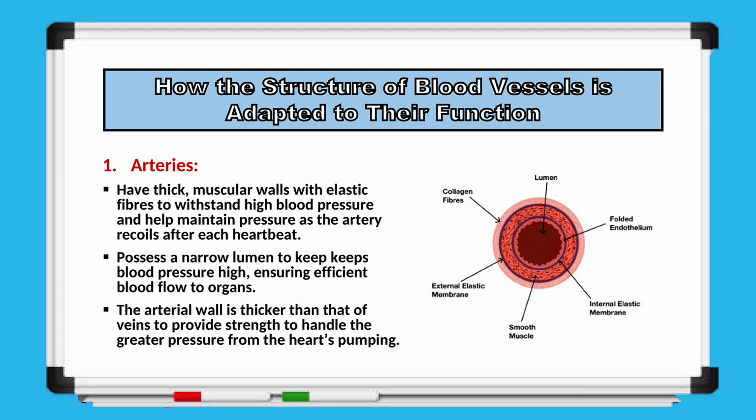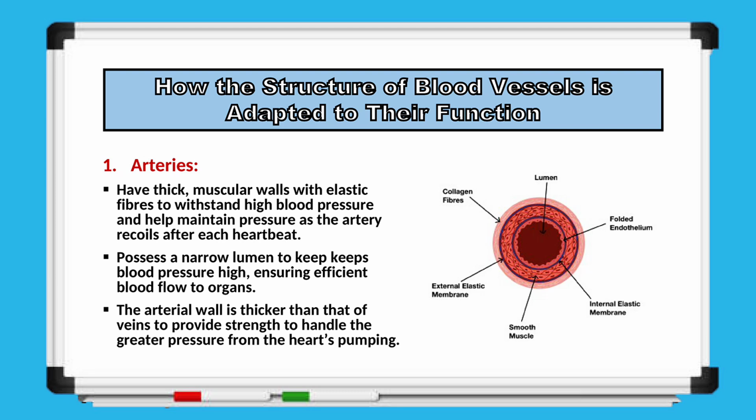Arteries have thick, muscular walls with elastic fibers, which allow them to withstand the high pressure of blood pumped directly from the heart. This elasticity also helps maintain blood pressure as the artery recoils after each heartbeat. Their narrow lumen ensures the blood pressure stays high, allowing blood to flow efficiently to all the organs. Compared to veins, arterial walls are much thicker, providing the strength needed to handle the powerful force generated by the heart's contractions. The structure of an artery is organized into several layers that contribute to its function.